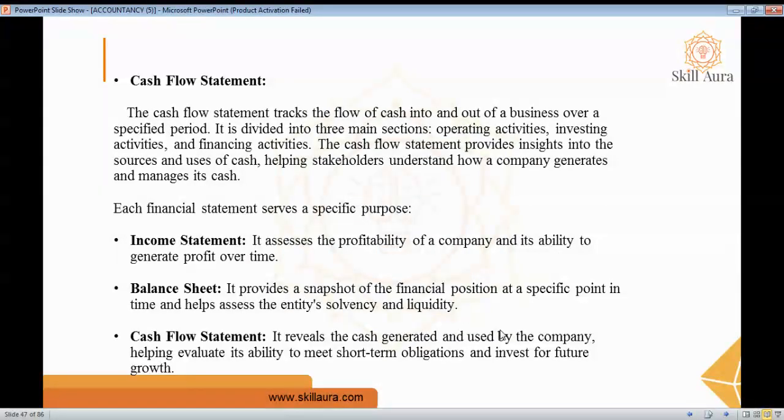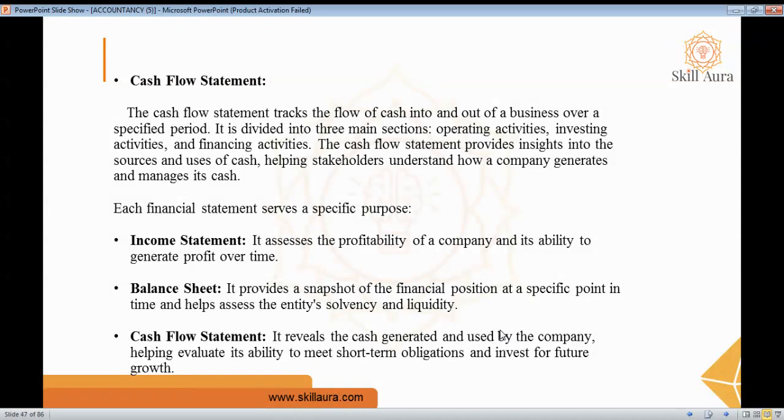Next one is the cash flow statement. Here it is a statement that tracks the flow of cash in and out of the company over a specific period of time. It is divided into three main sections, that is operating activity, investing activity, and financing activity. It also helps us to assess the liquidity and the cash management of the business. And the sources and uses of cash include these three main sections. Later we will go deep into it.